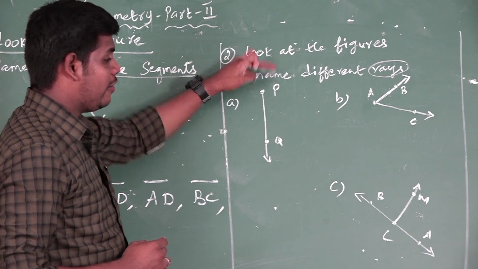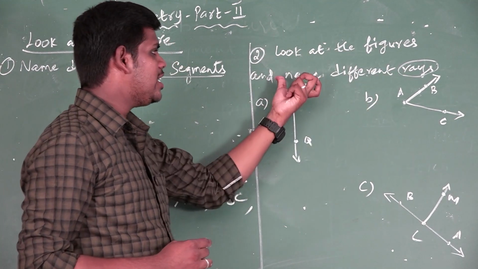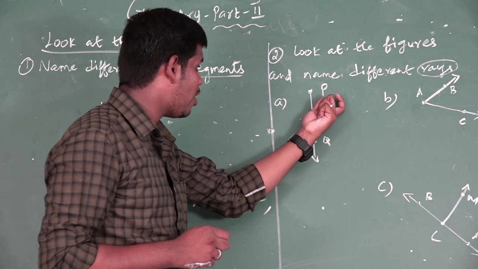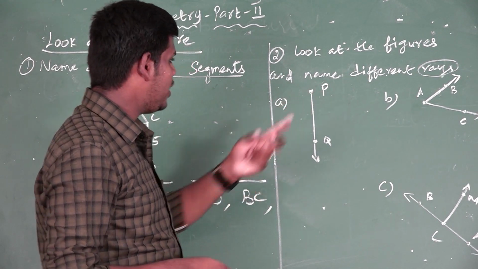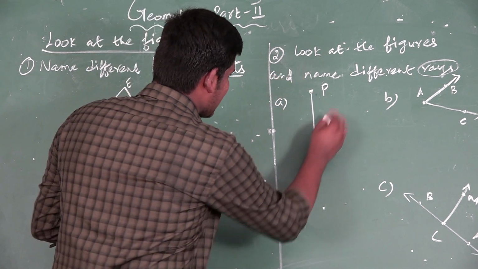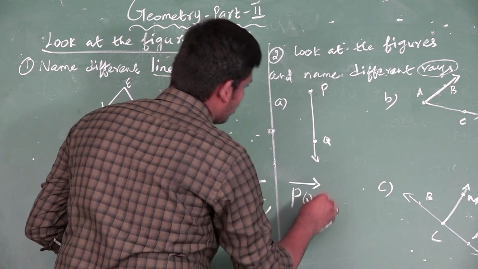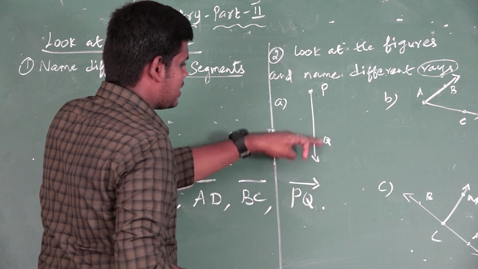We know the condition for the ray. For a ray, we first write the initial point. Here the initial point is P. So how do we write this answer? This is the ray PQ. This is the answer for this ray.